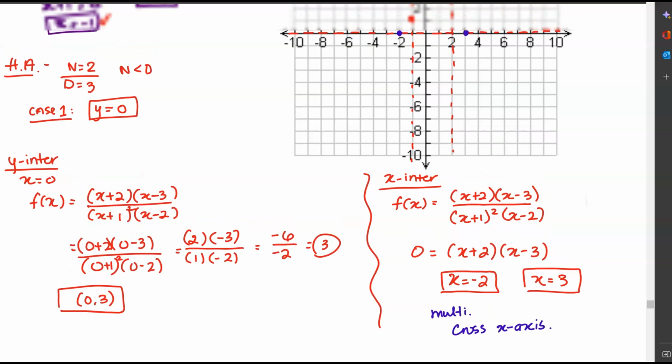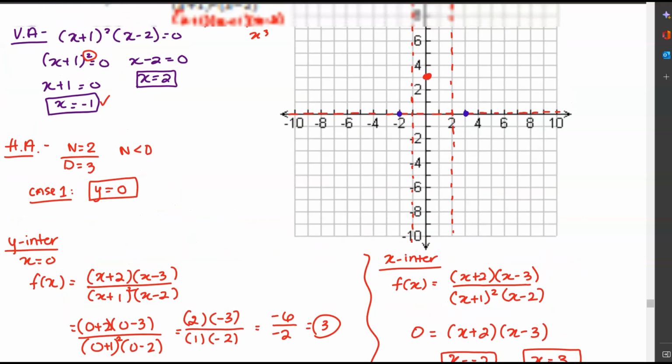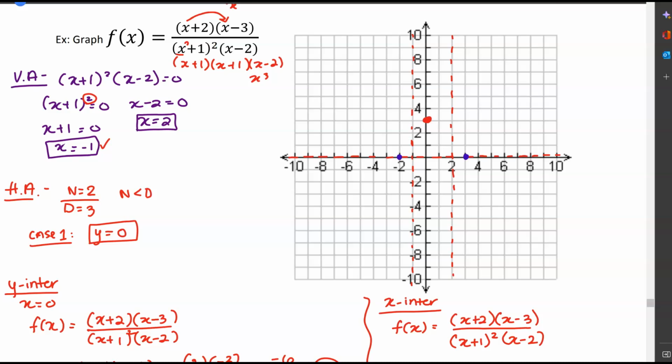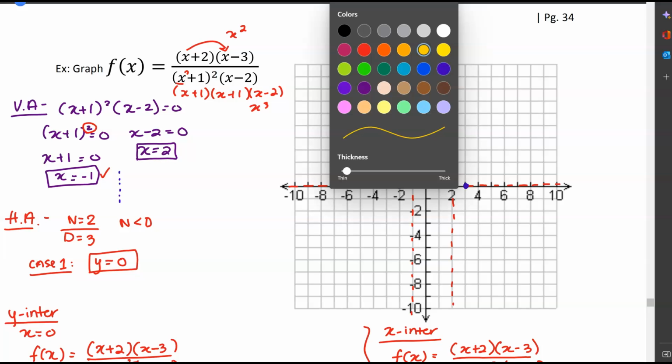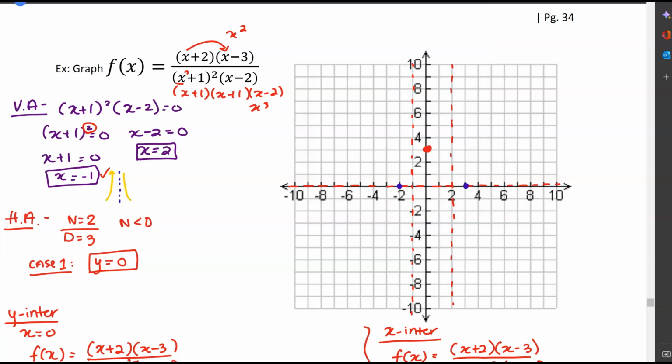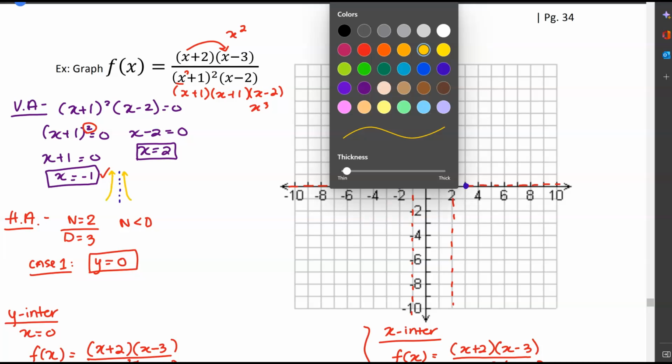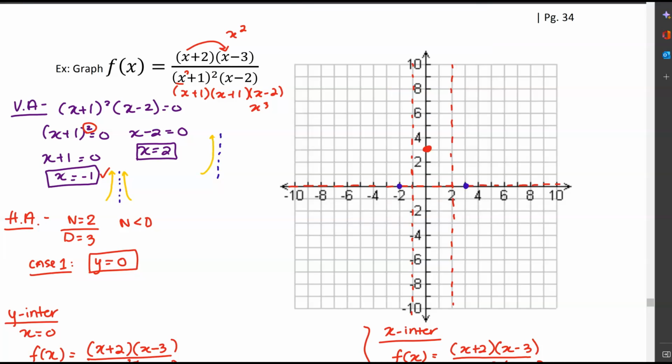Let's see if we can find anything else here. We have our x and y intercepts. We have our asymptotes, one vertical asymptote with a multiplicity of 2. Let's talk about the multiplicities here. When I have an even multiplicity with an asymptote, my function is going to face the same way on both sides. If it's an odd multiplicity, like in this case over here, then my functions are going to go in opposite directions on that side of the asymptote.